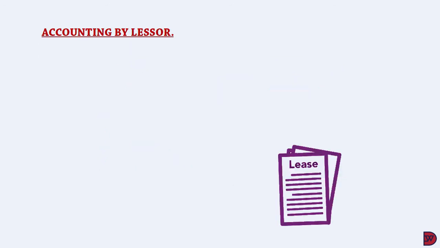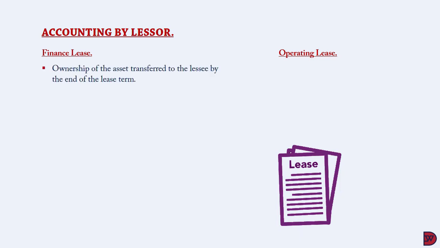Let's quickly move to accounting by lessor. So the lessor shall classify each lease as a finance lease or an operating lease. A lease is classified as a finance lease if the lease transfers ownership of the asset to the lessee by the end of the lease term. Secondly, the lessee has the option to purchase the asset at a price which is expected to be sufficiently lower than the fair value at the date the option becomes exercisable, such that at the inception of the lease, it is reasonably certain that the option will be exercised.